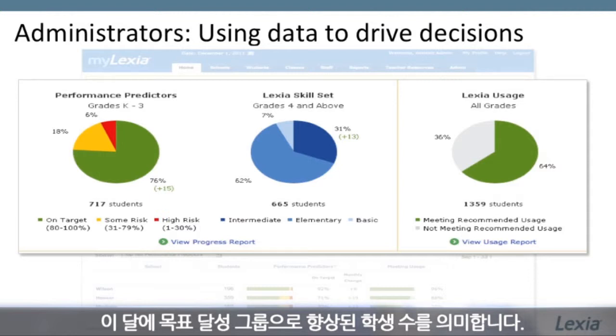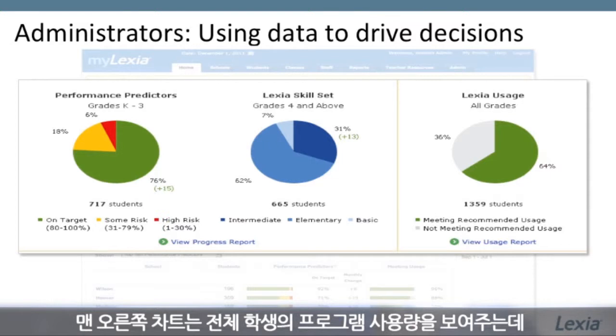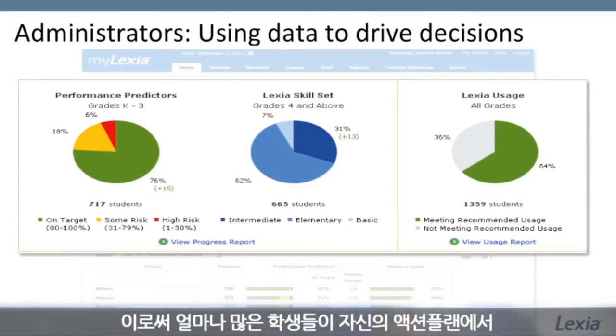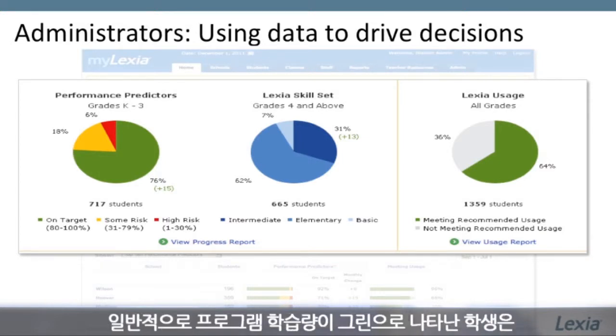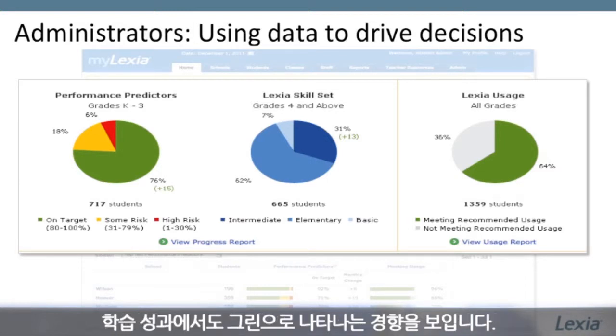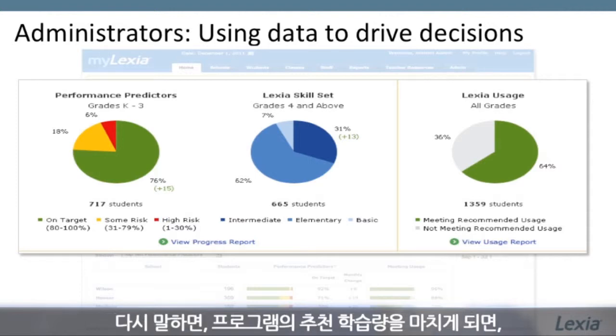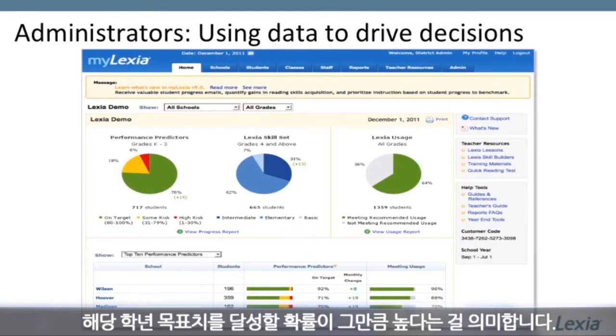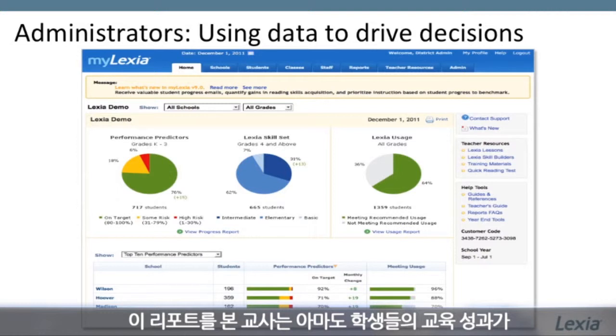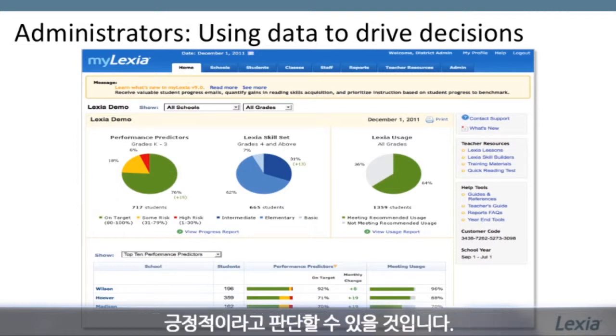percentage points. The chart on the right shows the overall usage levels in the district, indicating whether students are meeting the recommended number of minutes of software use in their action plan. Quite often, the percentage of green in the usage graph reflects the percentage of green in the performance predictors. In other words, students who meet their recommended usage are more likely to be on target to meet their year-end grade level benchmarks. A district administrator reviewing this report may note the positive growth in student performance.